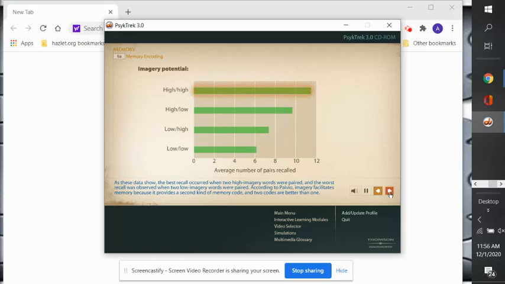As the data of the research show, the best recall occurred when 2 high imagery words were paired, and the worst recall was observed when 2 low imagery words were paired. According to Paivio, imagery facilitates memory because it provides a second kind of memory code, and believe it or not, 2 codes are better than 1.